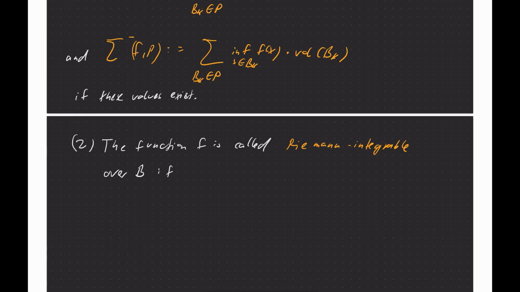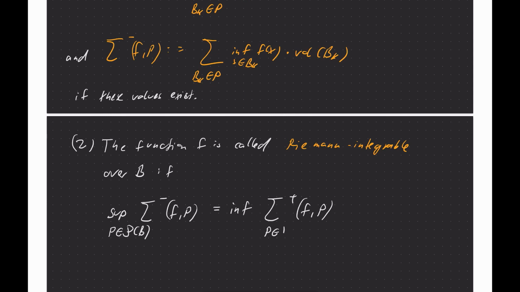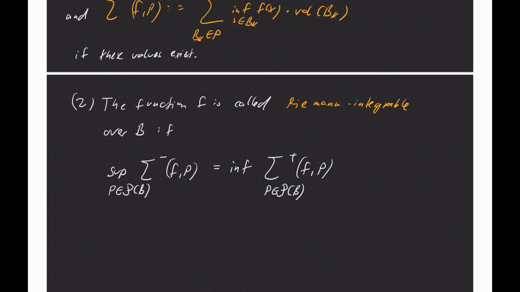So we're interested in the supremum of the lower bound, so supremum of sigma minus of f and P, and we take that supremum over all possible partitions, and for the upper bound we're interested in the infimum, so we find the lowest possible upper bound, again over all partitions of B. And if those are the same, if those agree, so the values converge to the same value if we refine our partition more and more, then we'll call f Riemann integrable. So if that is the case, those are the same. And the value is then of course called the integral of f over B.